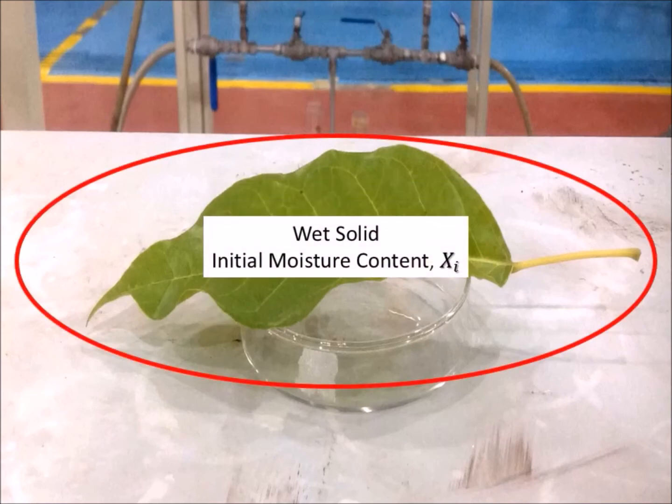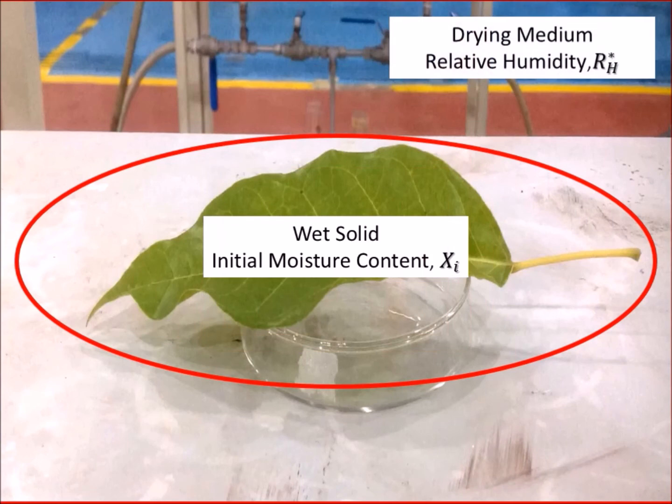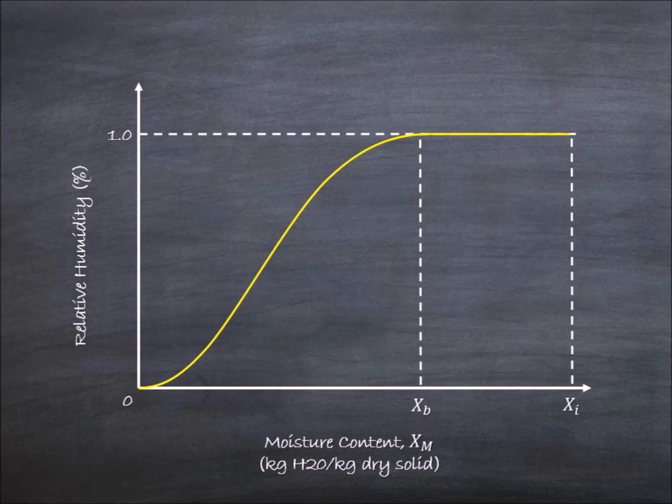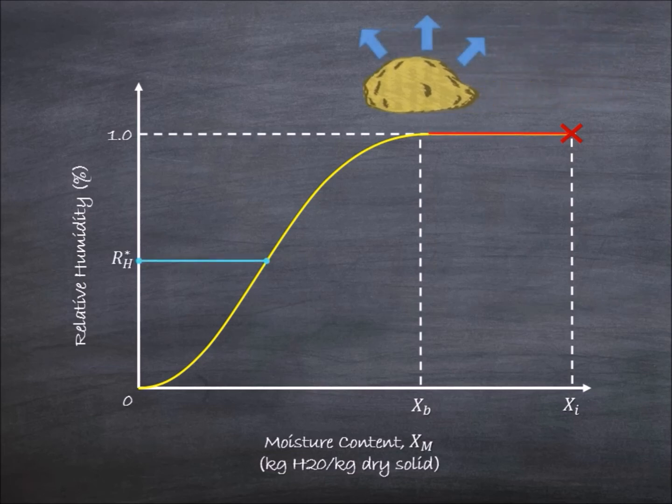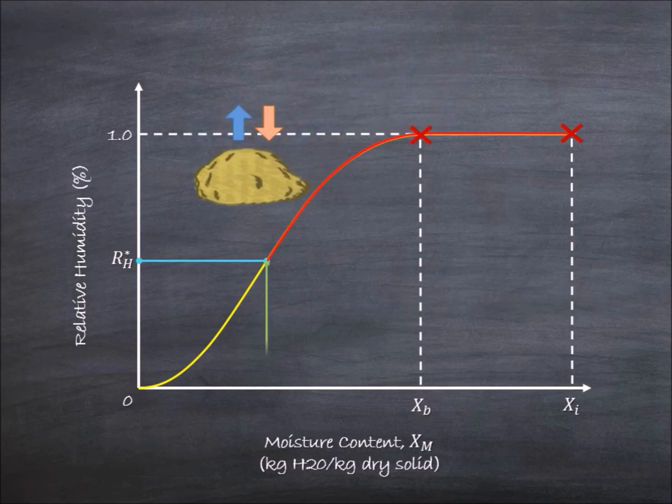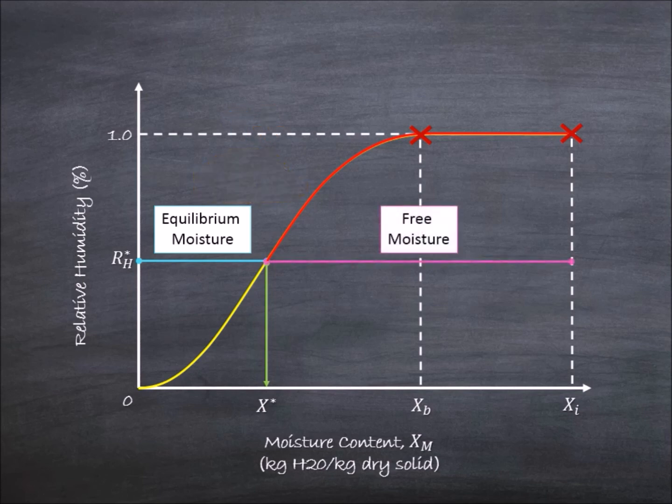Here we have the leaf as the wet solid with certain initial moisture content, placed in a drying medium, which is the atmospheric air of certain relative humidity. Looking at the drying equilibrium curve, we first mark the initial moisture content of the solid and the relative humidity of the drying medium. From the initial states, the unbound moisture will first be removed until it reached the point XB. Then, the bound moisture will be removed until the equilibrium moisture content is achieved. At this point, the wet solid's moisture is now in equilibrium with the humidity of the drying medium, whereas the free moisture is the total moisture that has removed from the solid from the initial state.